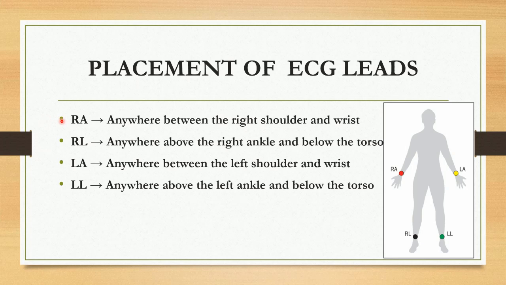The lead labeled as RA can be attached anywhere between the right shoulder and wrist. RL can be attached anywhere above the right ankle and below the torso. LA can be attached anywhere between the left shoulder and wrist. LL can be attached anywhere above the left ankle and below the torso.